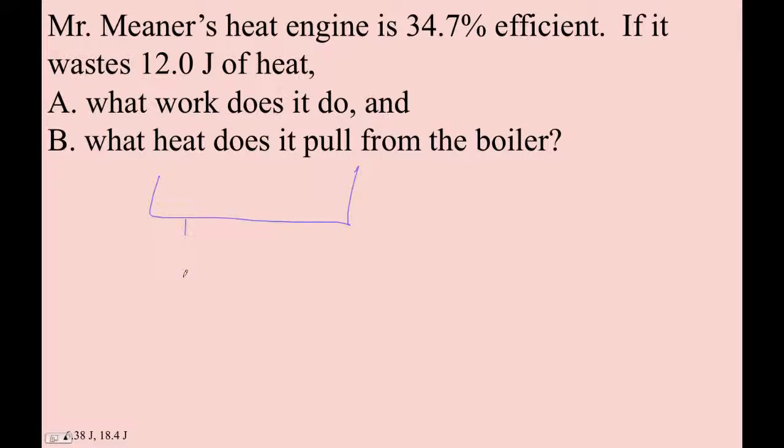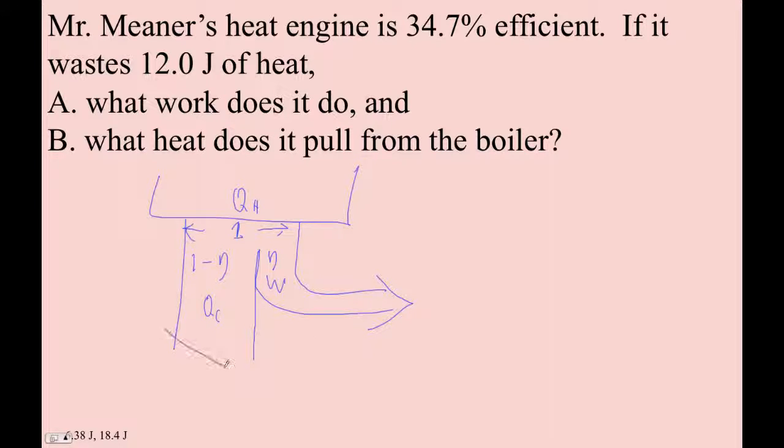So here's the heat flowing out of the boiler. Here's the stuff that becomes work. Right. Remember that this is work. It's proportional to the efficiency, right? This is QC. It's proportional to 1 minus the efficiency. And this is QH, and it's proportional to 1, right?